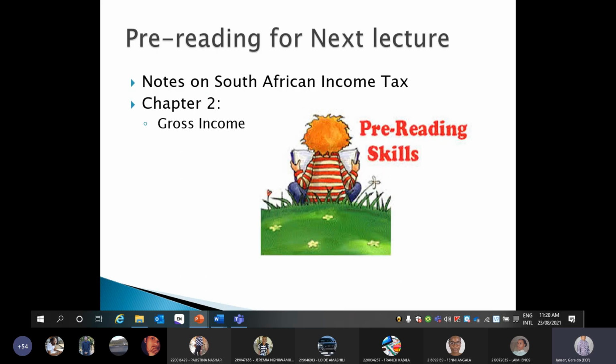Then, guys, for our next lecture, you are supposed to read chapter 2 on gross income in your prescribed textbook, which is Notes on South African Income Tax. Please read that chapter. It's a very long one. We will be busy for 3 weeks with gross income. You will even do a case study presentation on chapter 2. So please pre-read gross income.